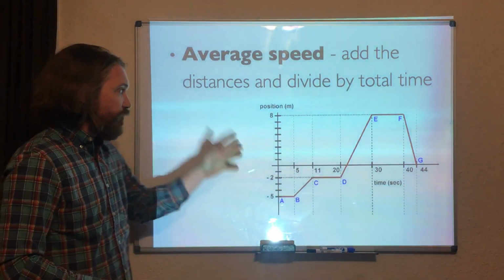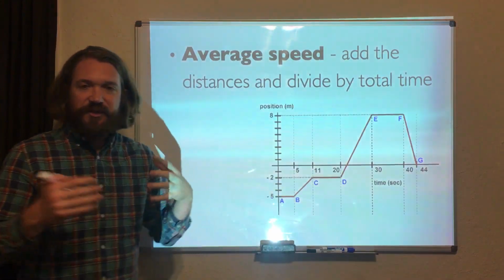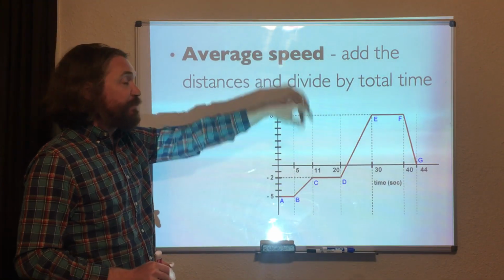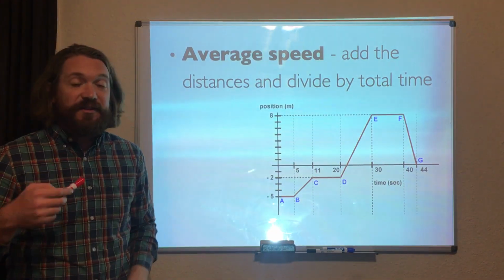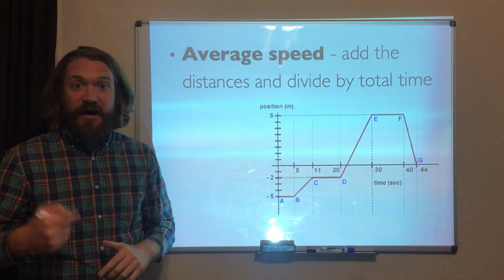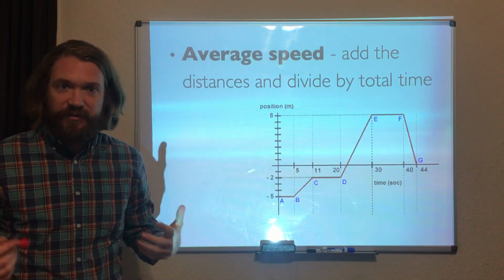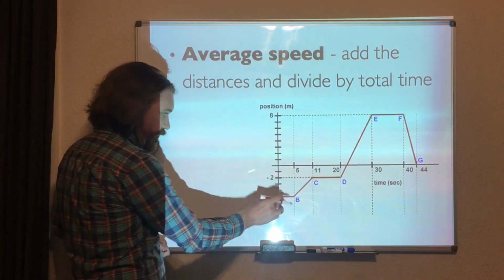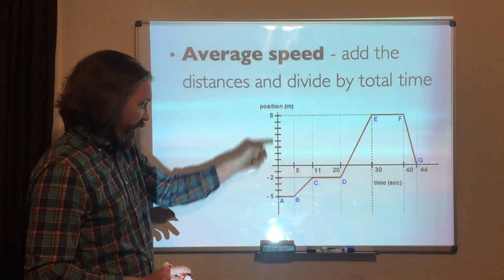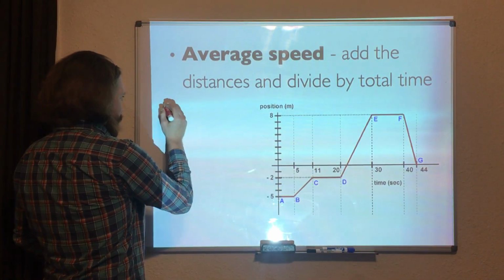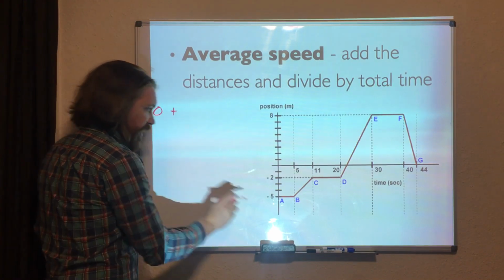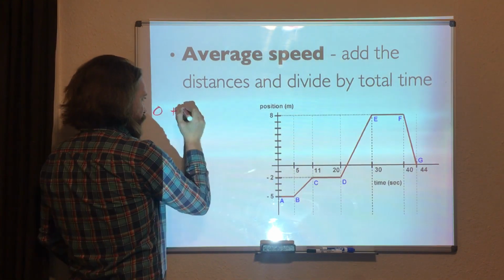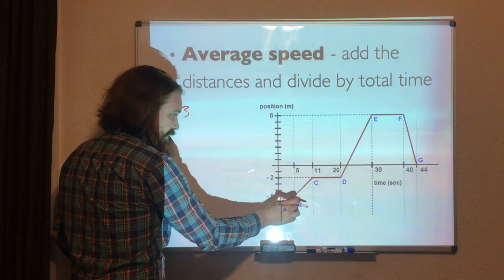If you have a position versus time graph, this is just what we saw last class. If somebody asks you to find the average speed, you want to take the total distance and divide it by the total time. How do we find the total distance? Look at every line and add up its distance. From A to B, we don't move up or down, so our total distance there is 0. We're going to add that to B to C. We go from -5 to -2. That is a total of +3.